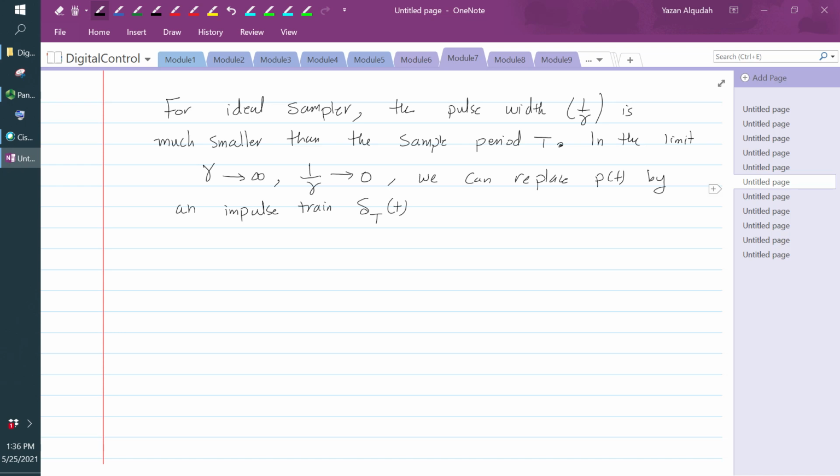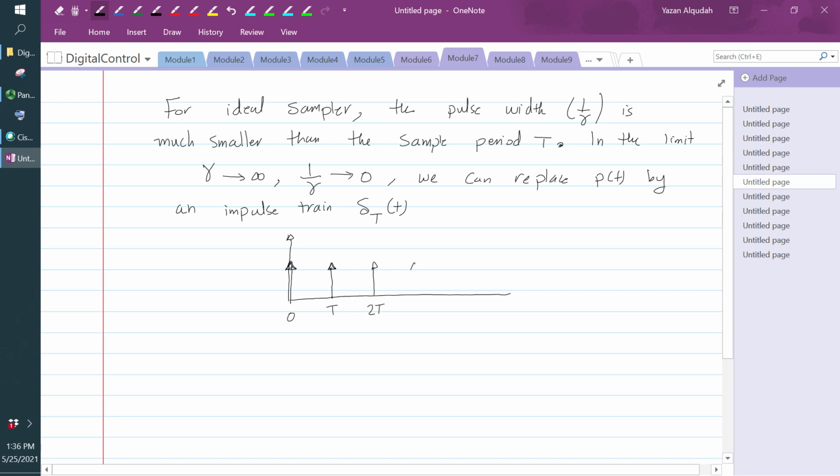What does that mean? Now the pulse train is going to become an impulse train. And the way we represent this is with an impulse every t seconds. This is t, this is an impulse at 2t, 0, 3t, etc. This is the impulse train, delta t of t. Is that clear? Of course, this is the axis, so let me remove it so nobody gets it confused.